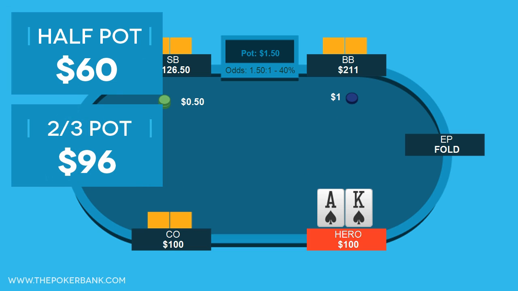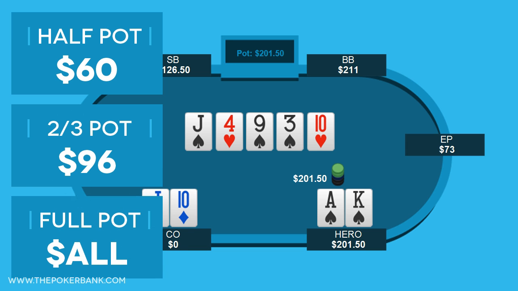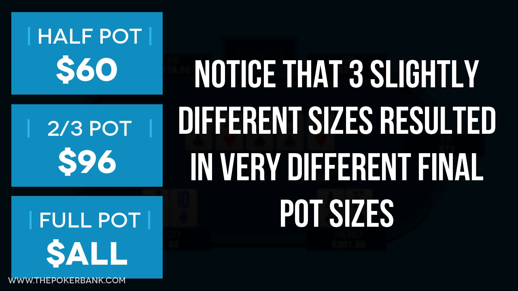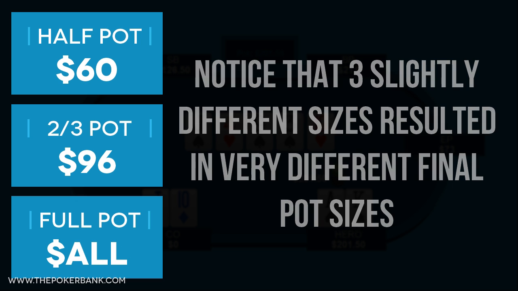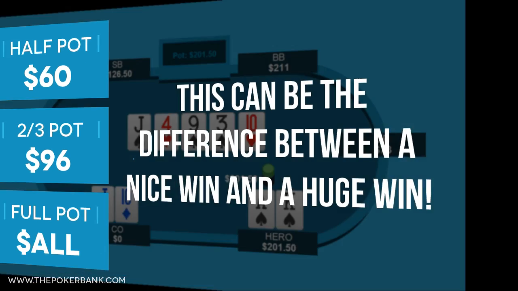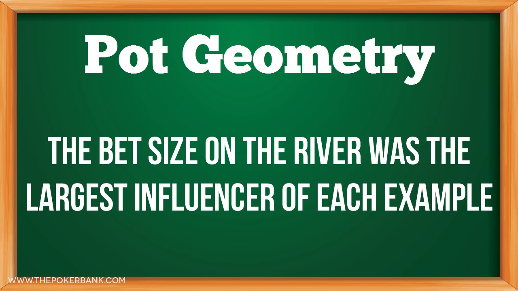And in this final rendition, instead of betting half pot or 2/3, we're actually just going to pot it on each street. Notice that when the cutoff calls us down, we're actually able to get our entire stack in on the river. We used 3 slightly different sizes, but they result in very different final pot sizes. This can be the difference between winning a decent pot and winning that home run pot. The largest influencer of each example was the river bet size, which is usually going to be between 50% and 100% of the pot size on the river.